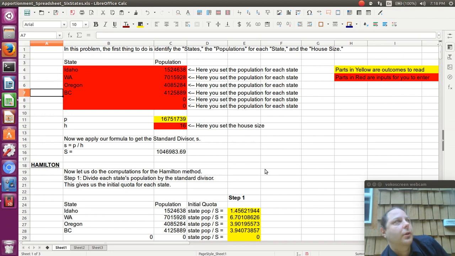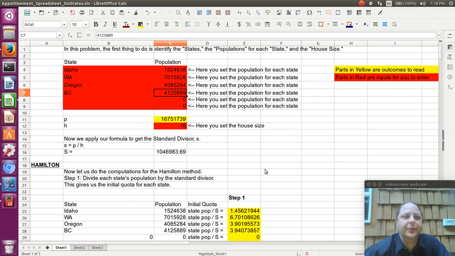So starting with the Cascadia application project, let's suppose I decide to keep the 4 states we have: Idaho, Washington, Oregon, and BC, British Columbia. And so I take about 30 seconds to go on the internet and look up their populations. What I've done here is made up some numbers that are similar to but not actual real numbers.